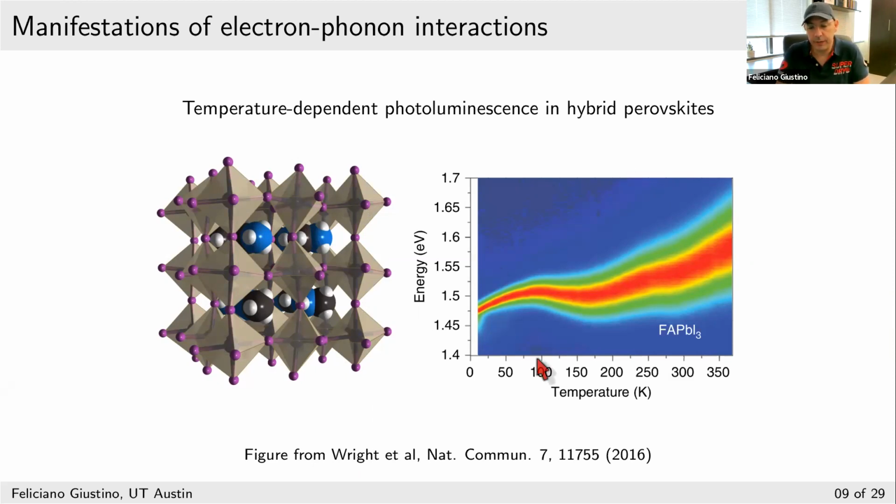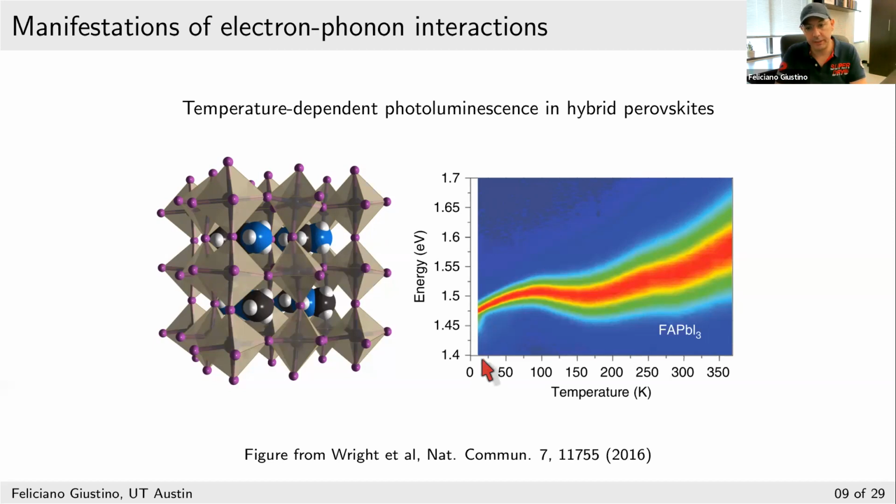And this is a measurement of a related system. It's very similar, but it contains formamidinium instead of this molecule here. And it is a photoluminescence measurement. What that means is that the band gap of this material is of the order of, let's say, 1.5 electron volts. So this material is excited above the band gap, for example, with a green laser at 2 electron volts. The photoexcited carriers relax towards the band extrema. When they reach the band edges, they recombine, okay, by emitting a photon.